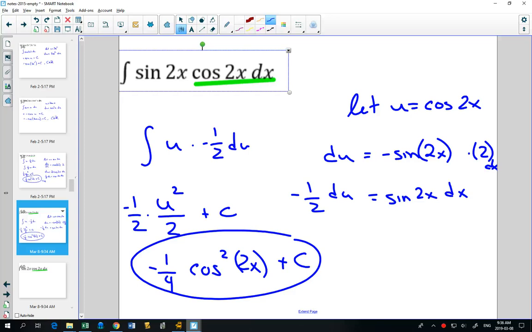You could use an identity, right? You know that cos squared of 2x is equal to 1 minus sine squared of 2x, and simplify that. And it'll be different because you'll have a number, but that number gets absorbed by the c, and it's fine.